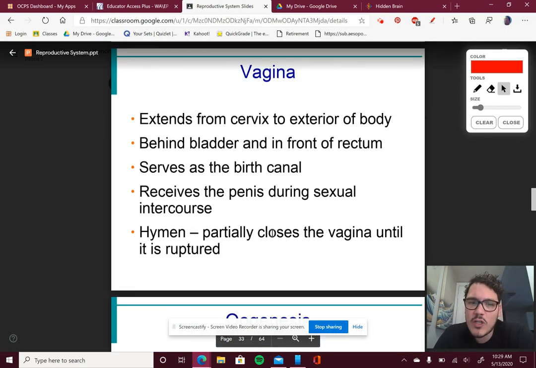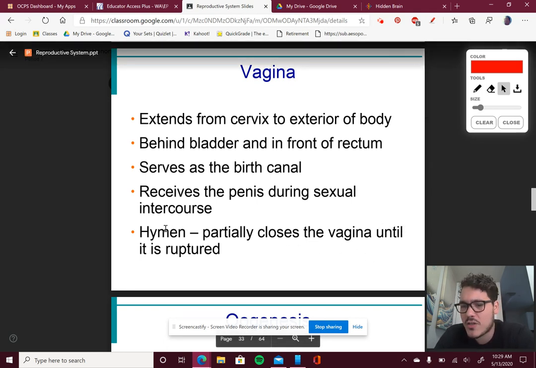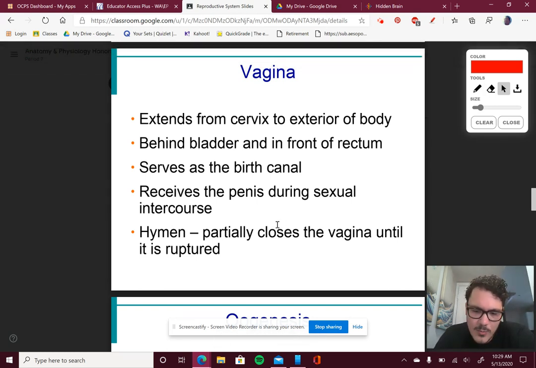Finally, there is a structure connected to or inside the vagina that partially closes the vagina until it is ruptured. It's known as the hymen. A common misconception that, truth be told, has existed for far too long, is that the hymen only ruptures due to sexual intercourse. That is just frankly not the case. The hymen can rupture due to a number of different activities.